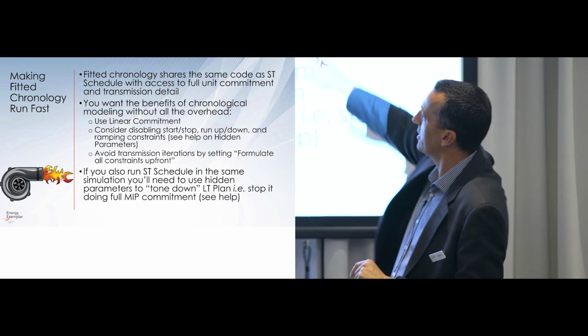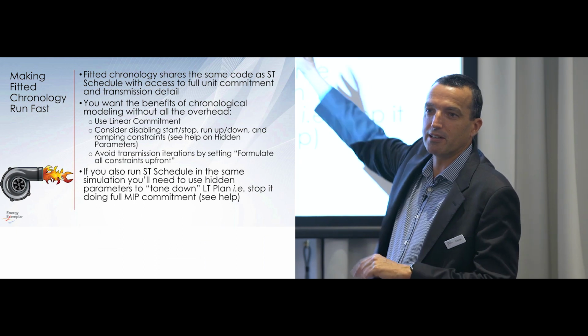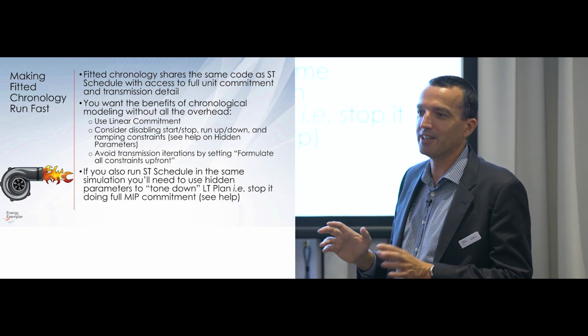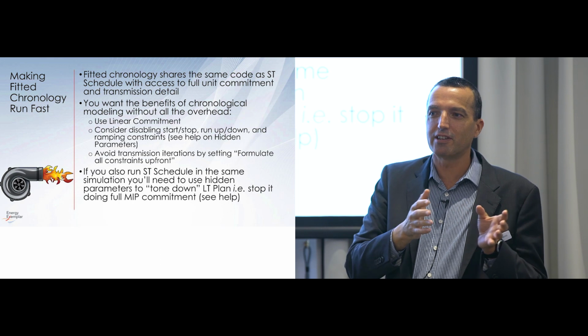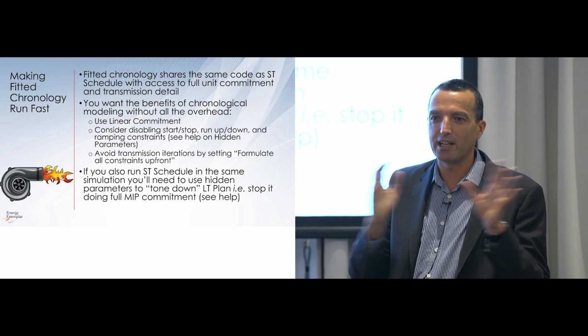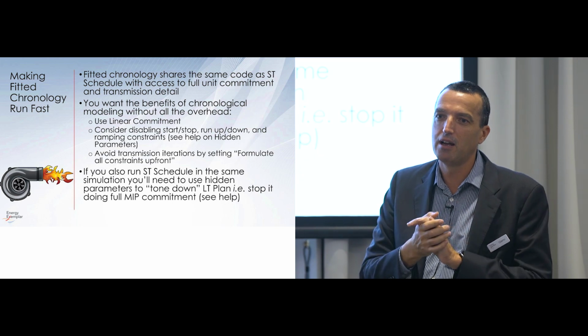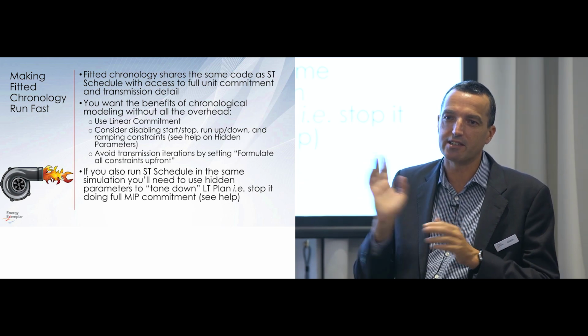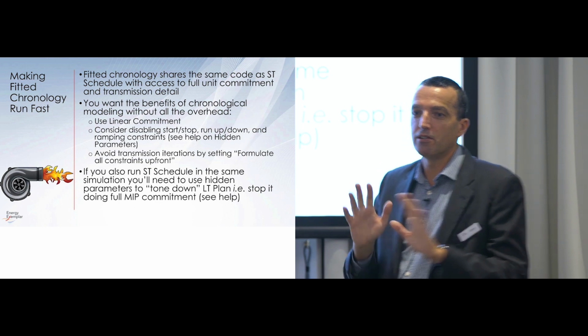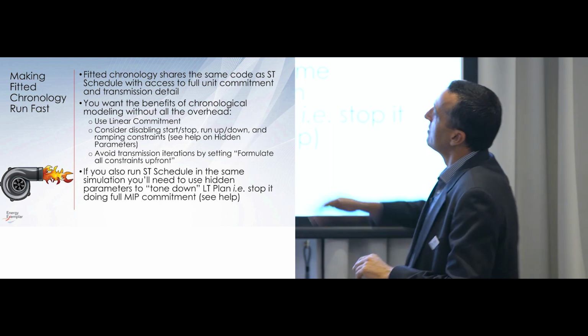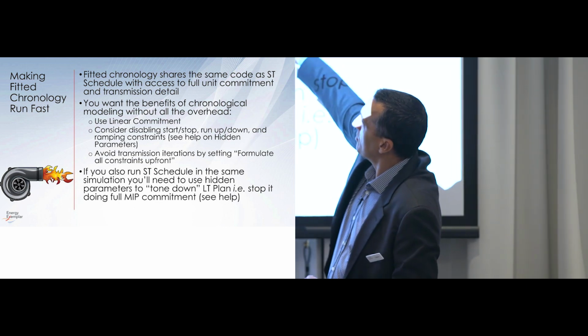So you might want to look at, for long-term modelling, turning some of that off, right? Because the motivation to go to fitted chronology is to get the valuation of storage and intermittent generation right. You're not really worried about how many starts a generator does in 2036 generally, or you can use ST for that later, right? So have a look at the options.